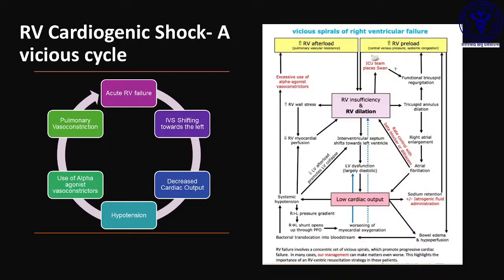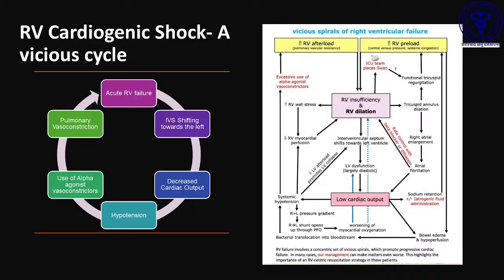So the pathophysiology of RV cardiogenic shock, why is it important? Basically this is a vicious cycle. There are multiple vicious cycles inside while a patient with RV failure continues to worsen. In a patient with acute RV failure, the RV, since it cannot undergo as much hypertrophy as the left ventricle, will give way, and the interventricular septum will shift towards the opposite side, something known as the reverse Bernheim effect, which will cause a decreased cardiac output, leading to hypotension.